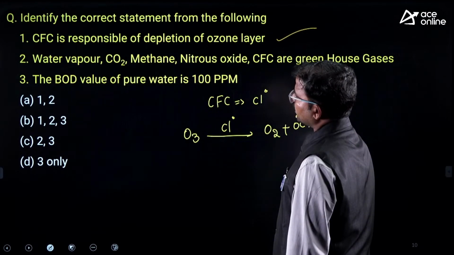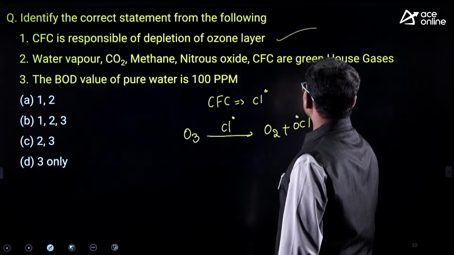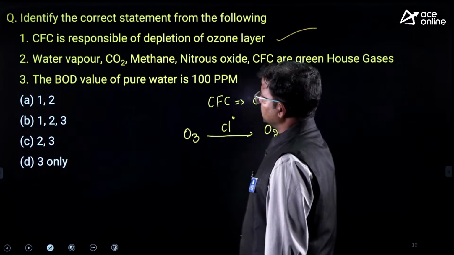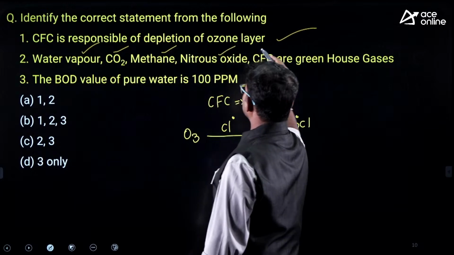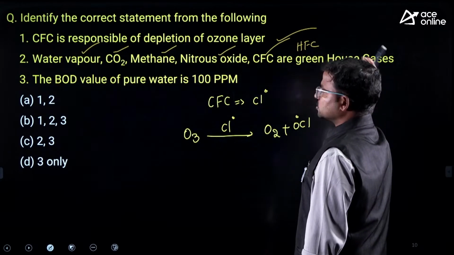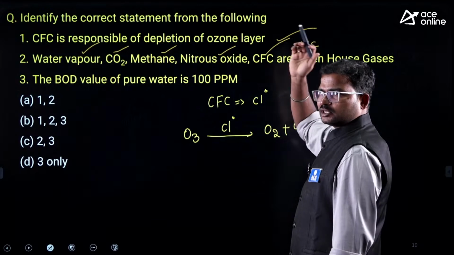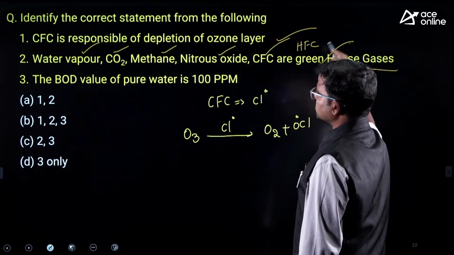Next, water vapor, carbon dioxide, methane, nitrous oxide, chlorofluorocarbons are greenhouse gases. Of course, water vapor, carbon dioxide, methane, nitrous oxide, chlorofluorocarbons, hydrofluorocarbons, sulfur hexafluoride, almost all of these are considered greenhouse gases. That's why statement 2 is also correct.